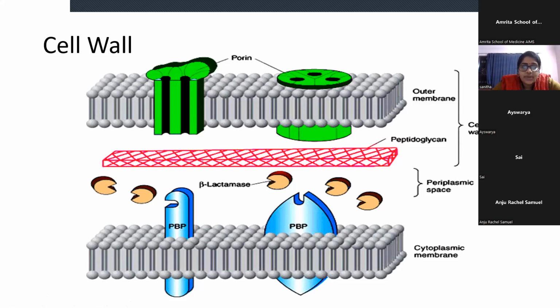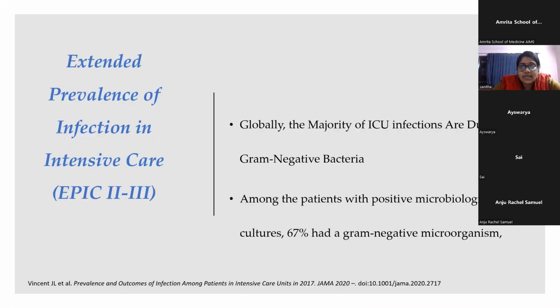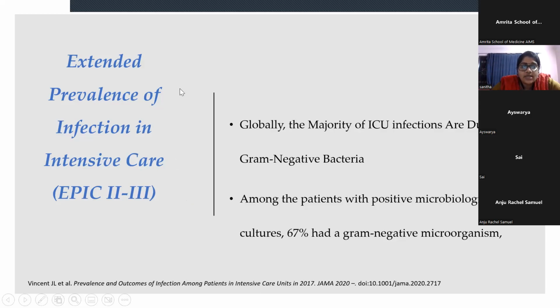Coming to the epidemiology, if you see hospital infections, the majority of hospital infections are due to gram-negative bacteria. This is the EPIC study, that is Extended Prevalence of Infection in Intensive Care, that was done in 3 parts. In the second and third studies, the incidence of gram-negative infection is high compared to gram-positive organisms, that is around 67%, and the majority of ICU infections are due to gram-negative bacteria.